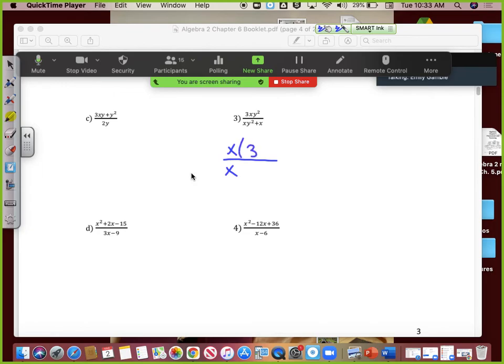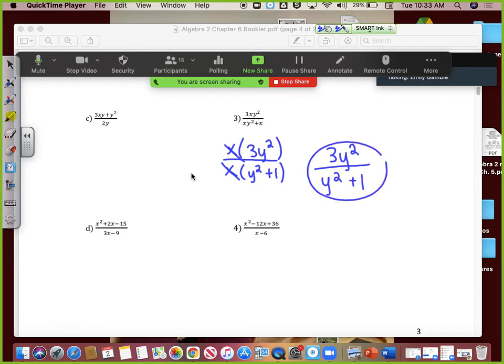So I'm left with 3y squared at the top, and I'm going to be left with y squared plus 1 at the bottom. Remember, if you ever are taking the variable completely out, you have to put a 1 there to keep its place. So then the x's cancel. The simplified expression would be 3y squared over y squared plus 1.